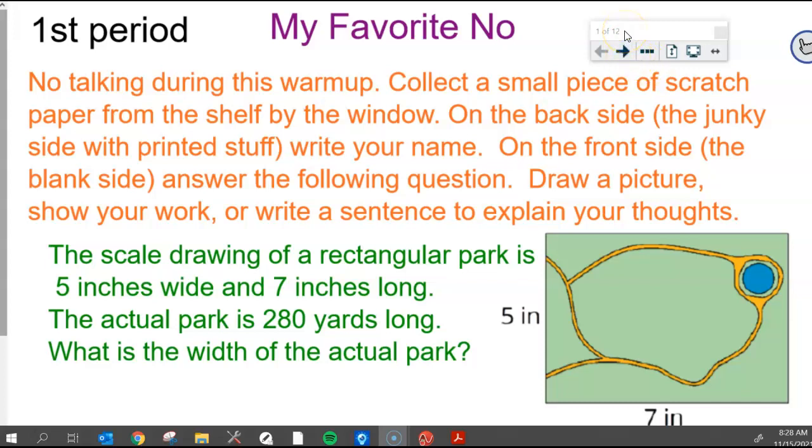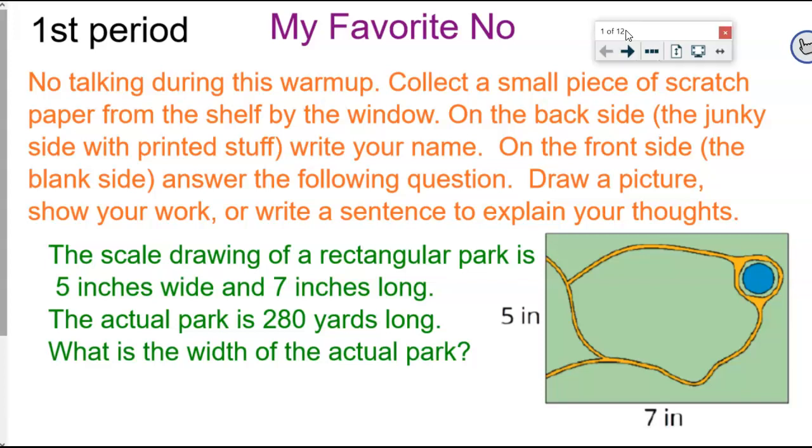All right, this is Open Up Resources 7.1.9 Scale Drawings. This is part 2. To get started today, I want to see if you remember anything from the last time we talked. Here is your My Favorite No warm-up. Pause the recording and get this done, and then we'll go over it together when we return.